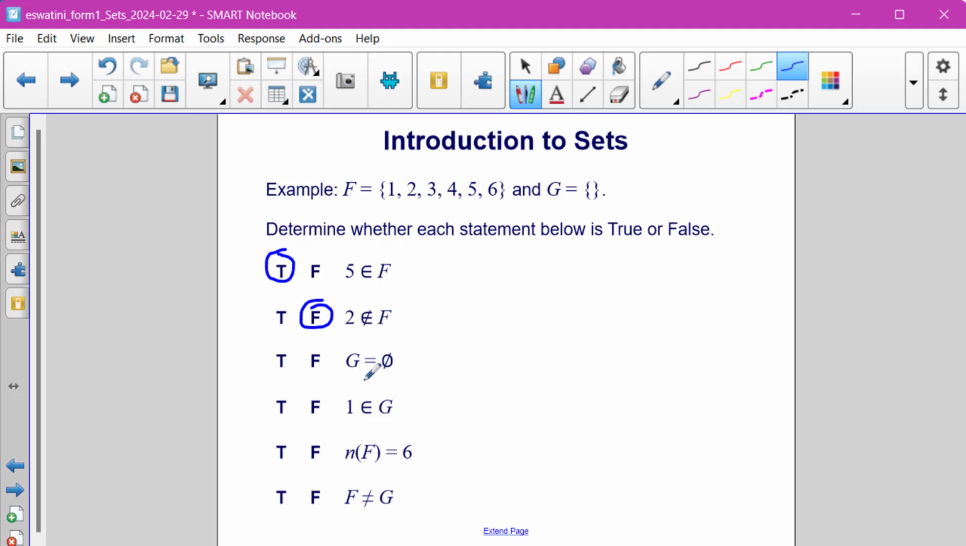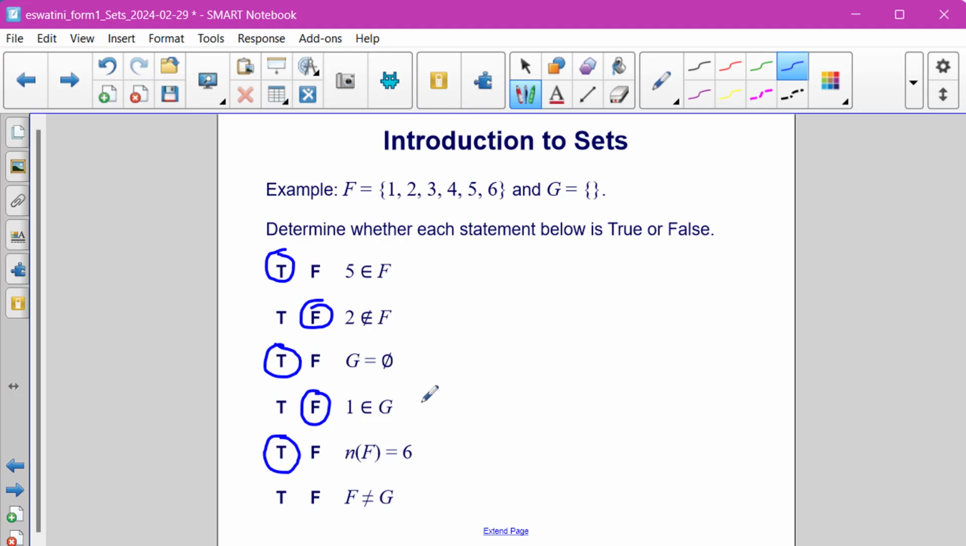Now let's look at our third one. Set G is an empty set. That is true. It has no elements contained in it, so it's empty. Now let's look at the next one. 1 is an element of G. Well, G is the empty set, so this is false. Now let's look at the next problem. The number of elements in set F is equal to 6. 1, 2, 3, 4, 5, 6. There are exactly 6 elements in F, so this is a true statement.